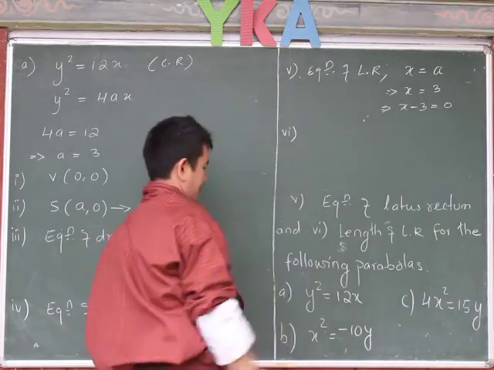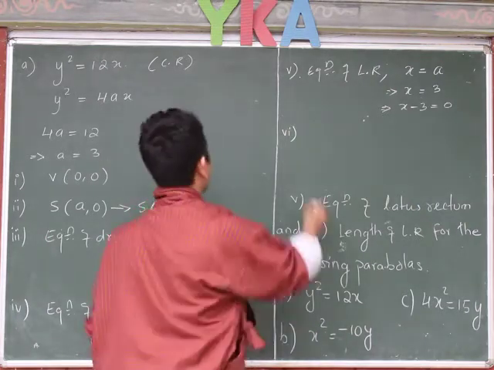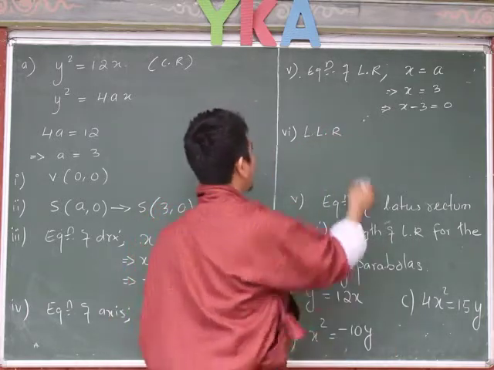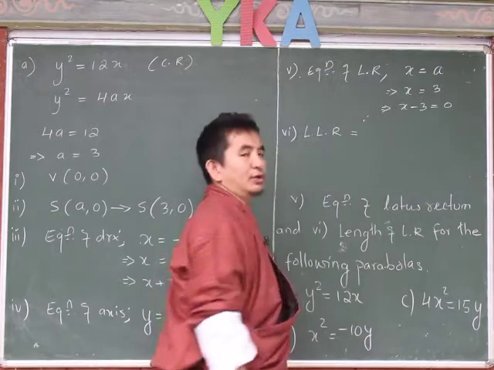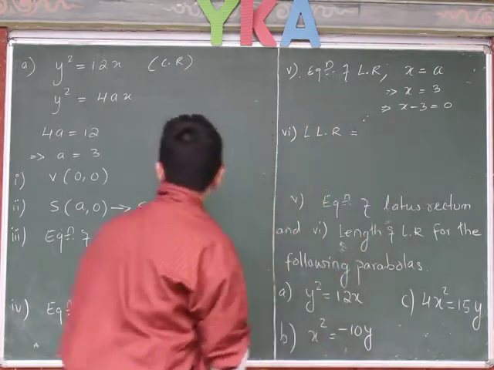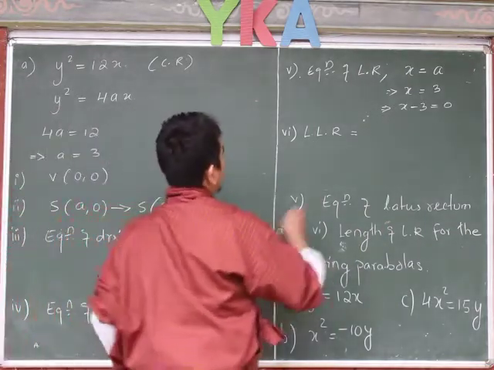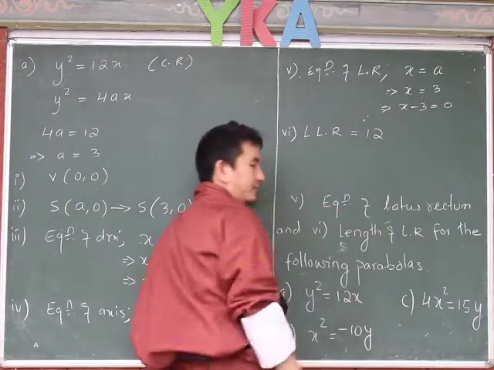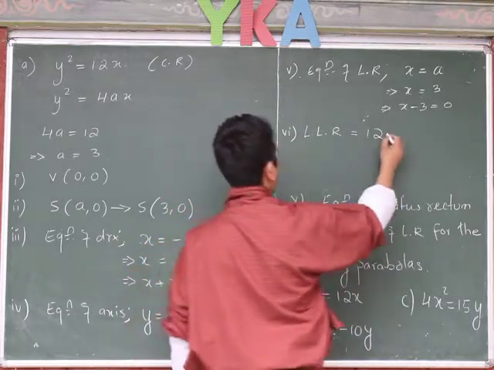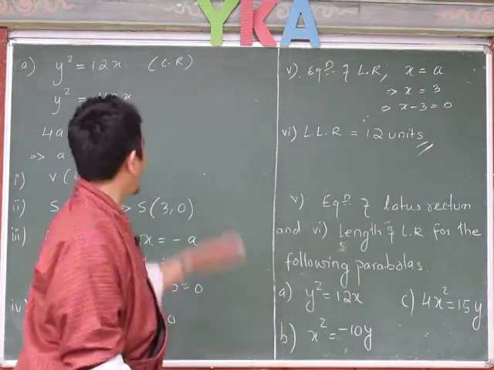Number 6. What do we need? Last one, length of latus rectum. Length of latus rectum, in short form you can write LLR, no problem. Length of latus rectum is equivalent to what? 4A. Yes or no? Length of latus rectum is 4A. What's the 4A value? 4A value is given as 12. So 4A is equivalent to 12. Then what? Units. 12 units. That's it.